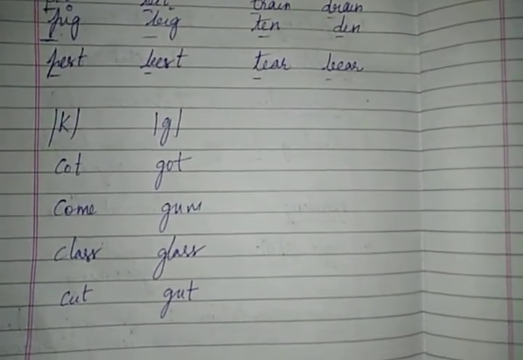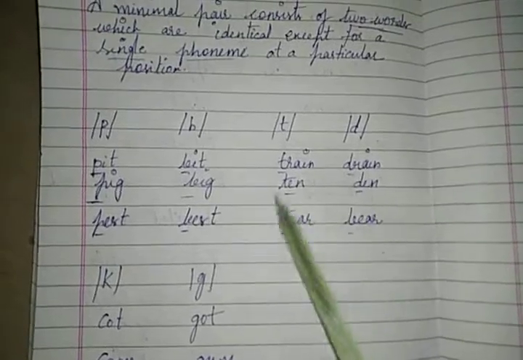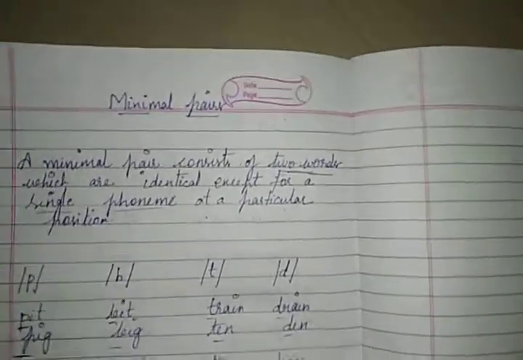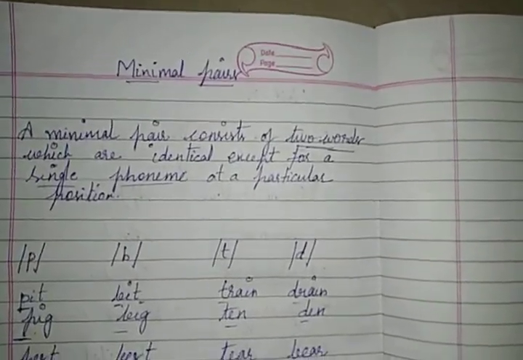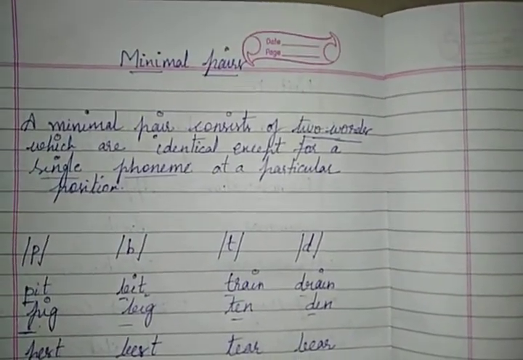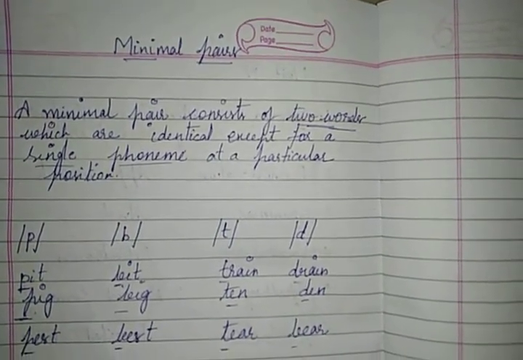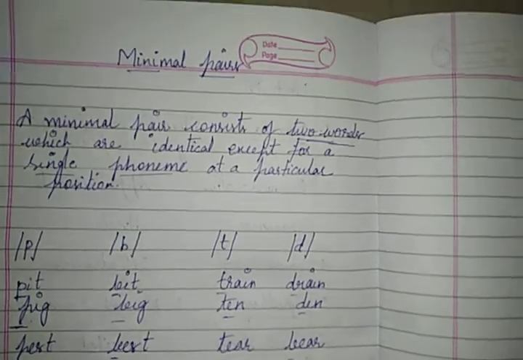Cot, got, come, gum, class, glass, cut, gut. Look at here. Train, drain, ten, den, tear, beer. So, all these are minimal pairs. What are minimal pairs? Once again, go through that. A minimal pair consists of two words which are identical except for a single phoneme.